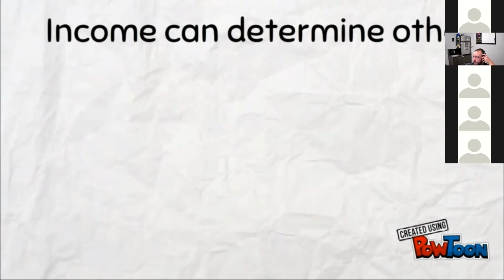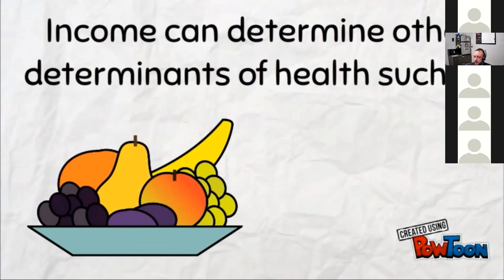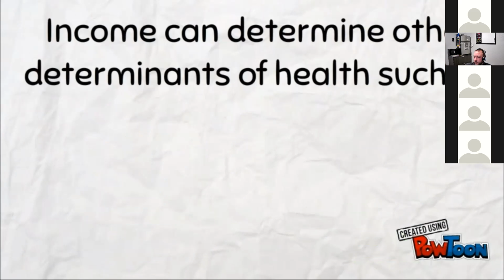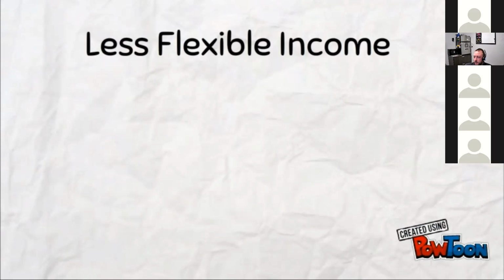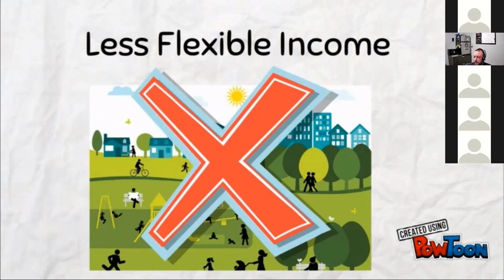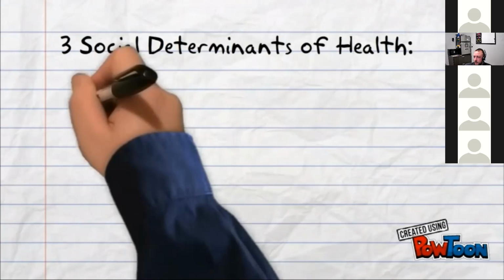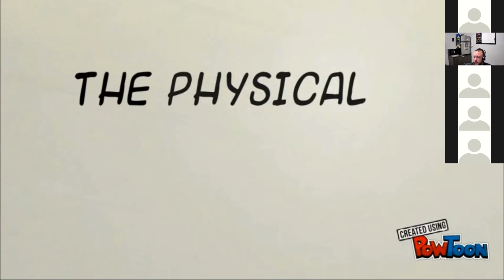Income can determine the status of other social determinants of health, such as food security and quality of housing. If individuals have less flexible income to spend on housing, they may not be able to live in a safe, high-quality neighborhood, which can impact overall health. This brings us to our discussion of the second social determinant of health, the physical environment.